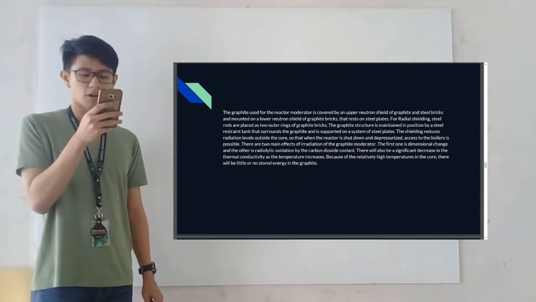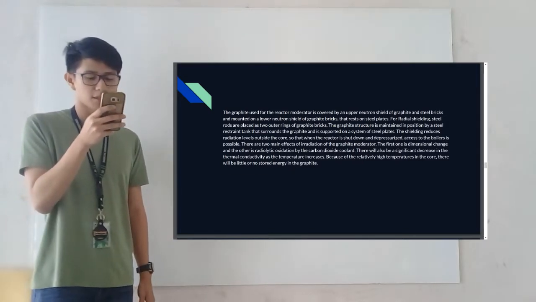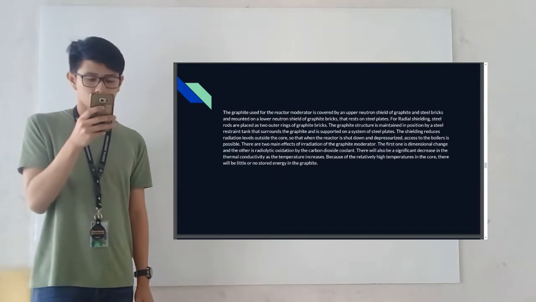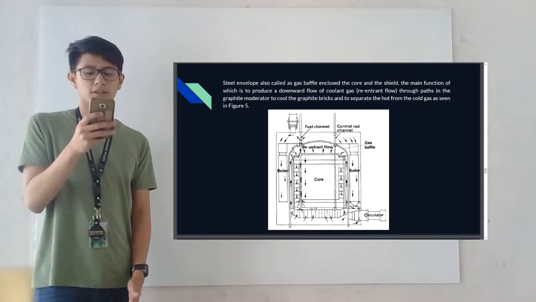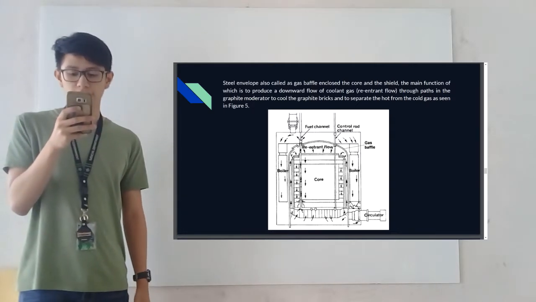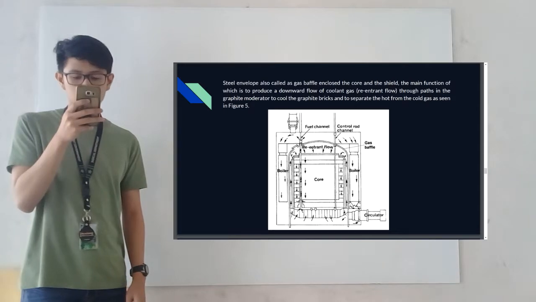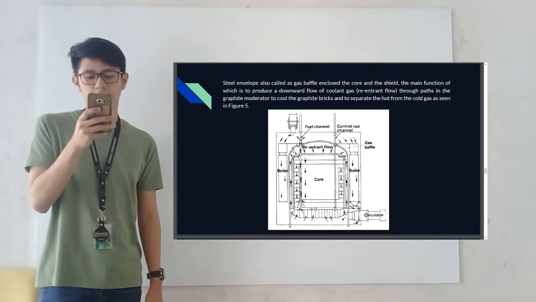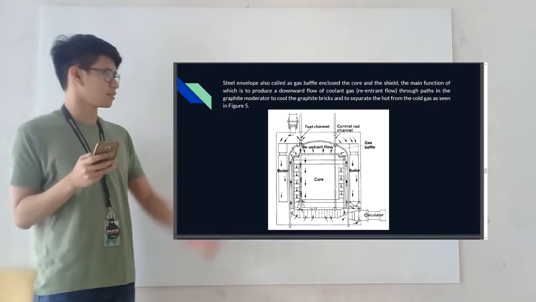There will also be a significant decrease in the thermal conductivity as the temperature increases because of the relatively high pressure in the core. The steel envelope, also called a gas baffle, encloses the core and the shield, the main function of which is to produce a downward flow of coolant gas through the pads in the graphite moderator to cool the graphite bricks and to separate hot from the cold gas, as seen in this figure.